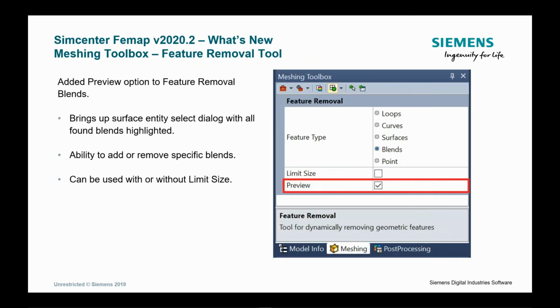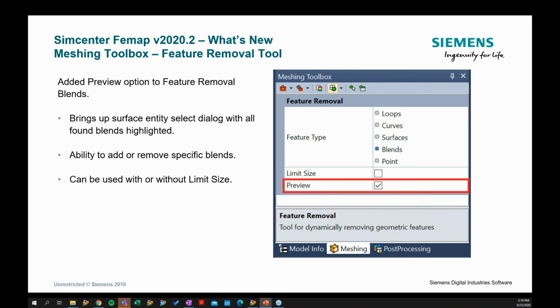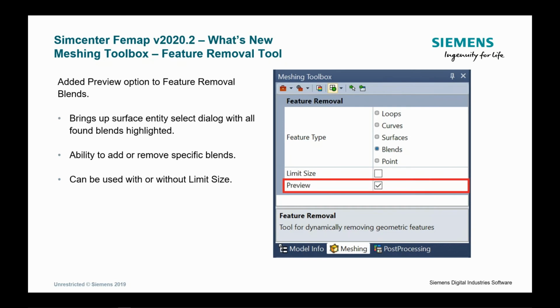So in the meshing toolbox, I think in 2020.1, they overhauled the blend removal so that it's much more able to remove complex blends. Now you can actually edit which blends it's about to remove. So if you have two blends that are of the same radius, you can't really limit the size and get rid of one but not the other. So now you can add or remove specific blends and preview which ones are about to be removed.